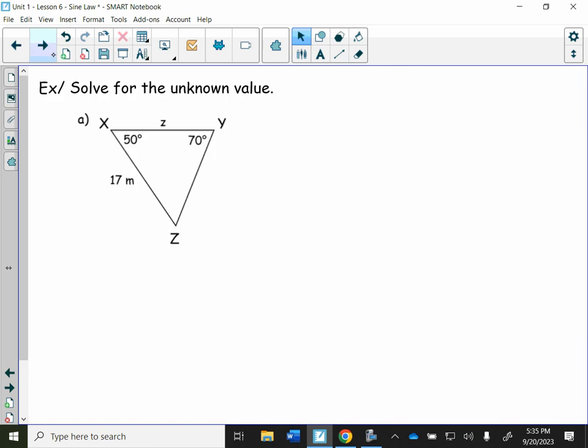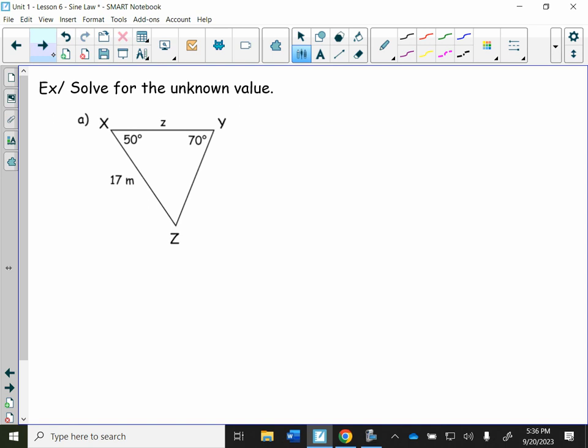So, let's take a look. There's really only two problems that we can do, a missing side or a missing angle. We'll start with the easy one. Solve for the unknown value. Unknown value is little z. That's what I want to find. But I need to start thinking to myself, well, what tool do I use? Can I use Pythagoras? No, it's not right angled. Can I use SOHCAHTOA? No, it's not right angled. So I need something else.